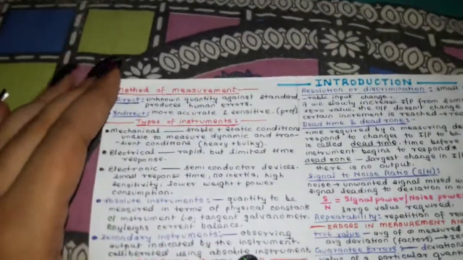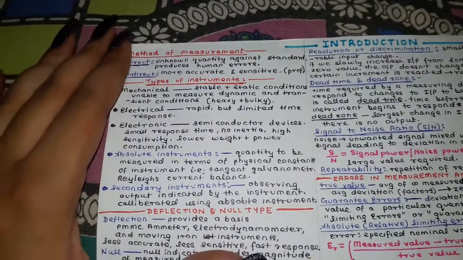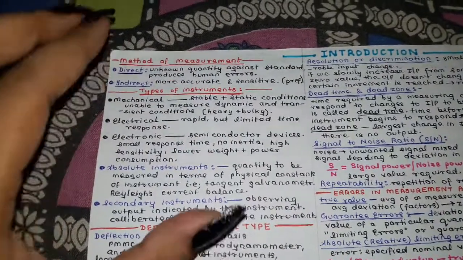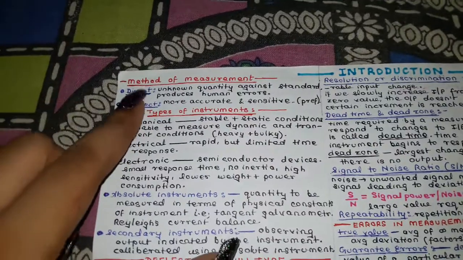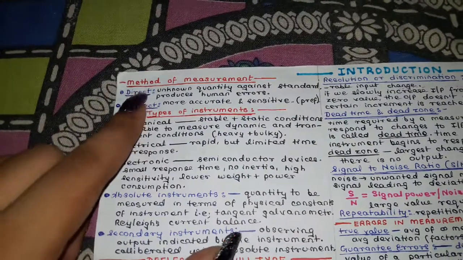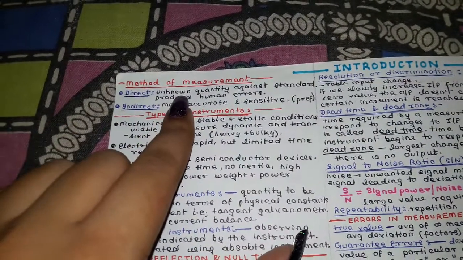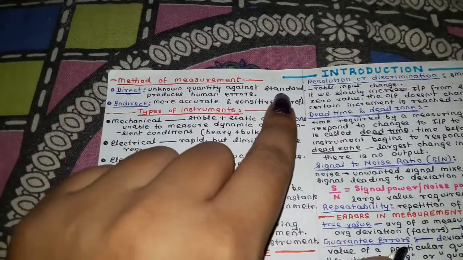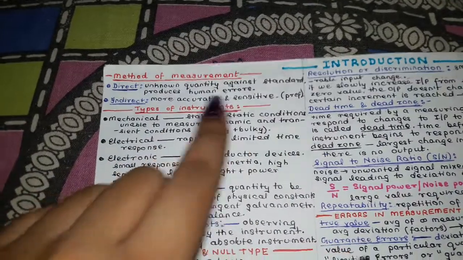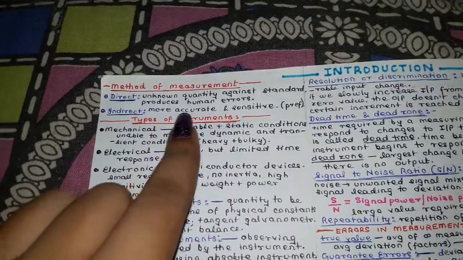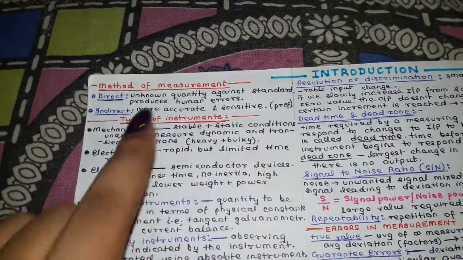Let's get started. Certain definitions when it comes to UPSC ESC prelims perspective. We can go through it once. We have methods of measurement, direct and indirect. In the direct method, we are measuring an unknown quantity in terms of a standard quantity. It produces a lot of human errors. The indirect method, on the other hand, is more accurate and sensitive and preferred over the direct method.